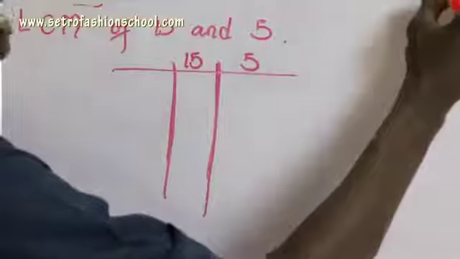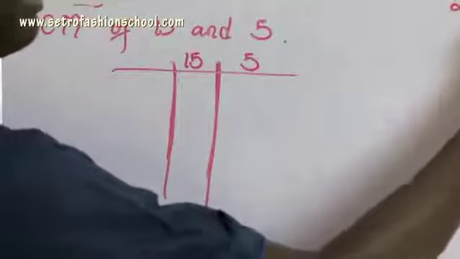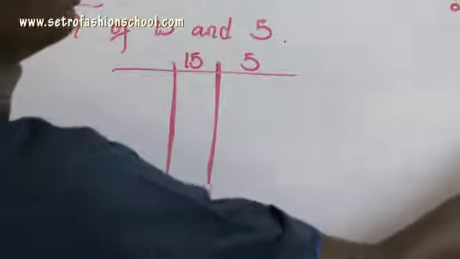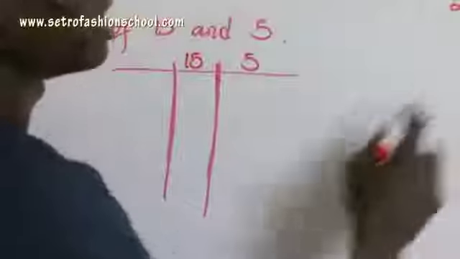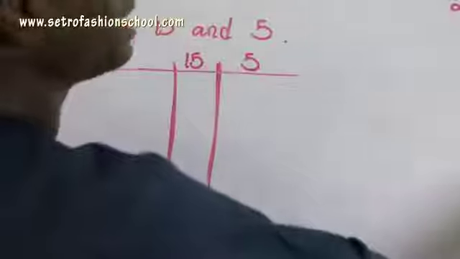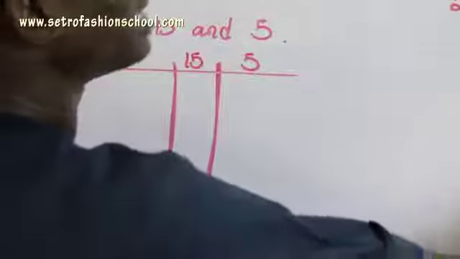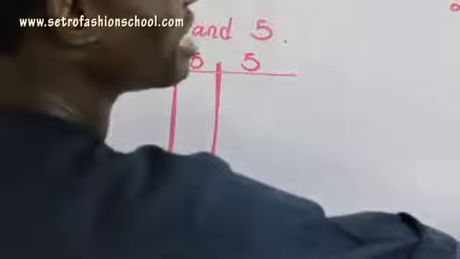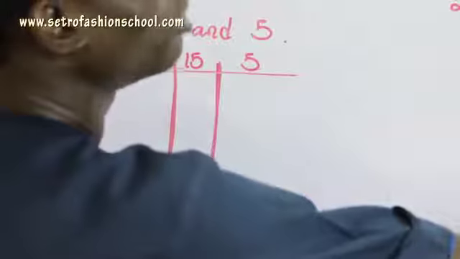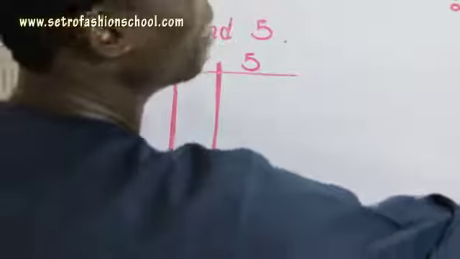The prime numbers are 2, 3, 5, 7. What comes next? Is it 9? No, 9 is not a prime number. It's not 10. 11 followed by 13. Followed by what? Is it 14? No. 15? No. 16? No. 17? Yes.